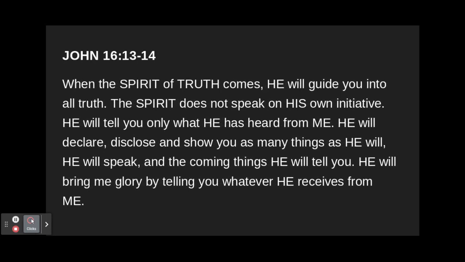When the Spirit of truth comes, he will guide you into all truth. The Spirit does not speak on his own initiative. He will tell you only what he has heard from me. He will declare, disclose, and show you as many things as he will. He will speak, and the coming things he will tell you. He will bring me glory to tell you whatever he receives from me.